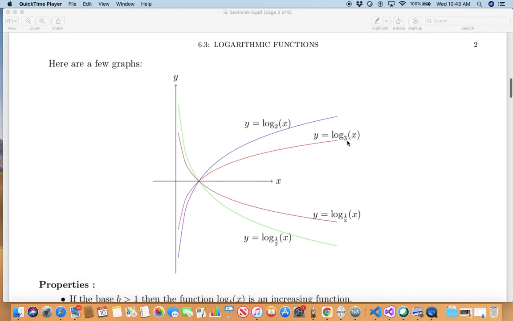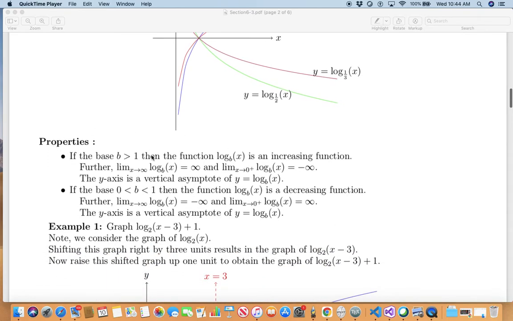Notice, for base greater than 1, the higher the base, the slower the growth. Okay, log base 3 is lower than log base 2 after 1. All right. So keep track of what's going on. Here is log base 1/3 and log base 1/2. So 1/2 is bigger than 1/3, and they are both less than 1. So you see, log base 1/2 is steeper. Okay, so do keep in mind what's going on here.